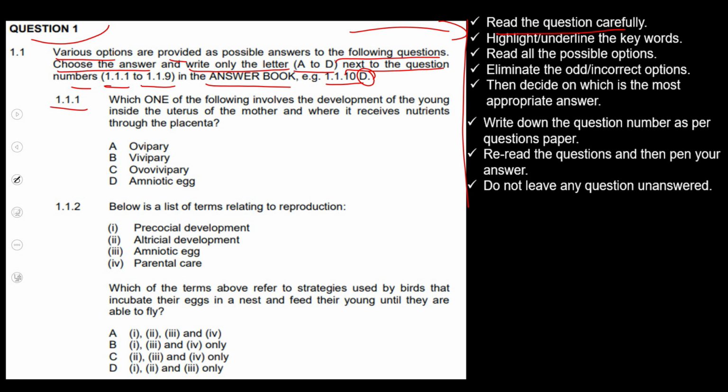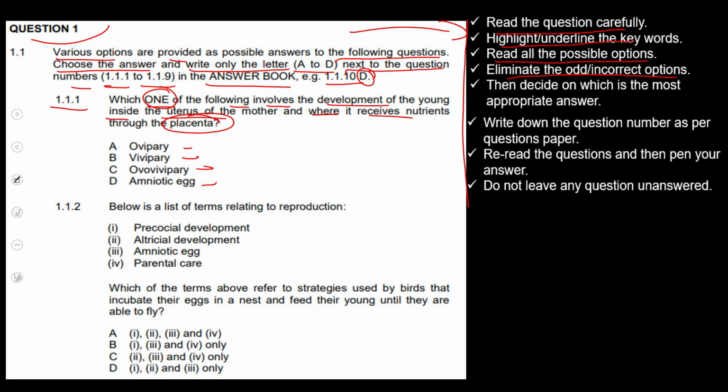So that's what I'm going to do. Which one of the following involves the development of the young inside the uterus of the mother, where it receives nutrients through the placenta? So we've got to identify which one. So I've highlighted, underlined the key concepts. I'm going to read through the possible options. So is it A, oviparity, B, viviparity, C, ovoviviparity, or D, amniotic egg? Eliminate the odd or incorrect options.